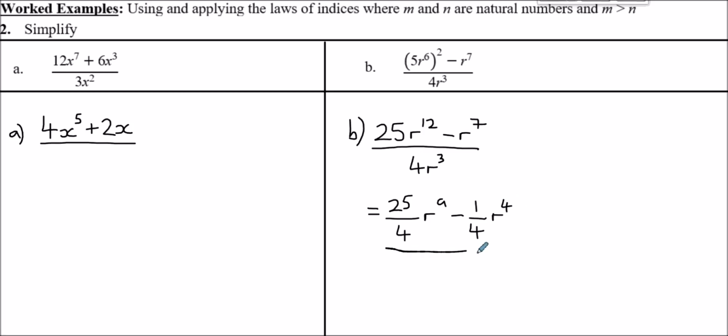So that's absolutely fine. If you wanted to, you could slightly improve on this. There's a common factor of a quarter. So you could say it's the same as a quarter of (25r^9 minus r^4). Okay, and then we're done.